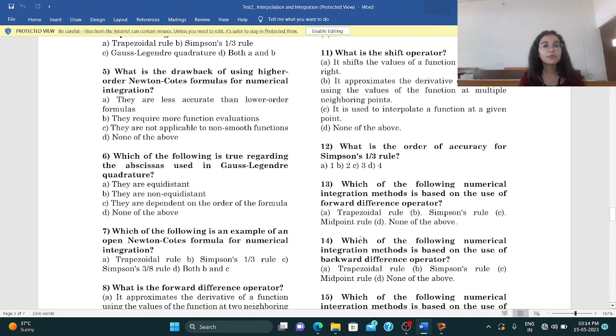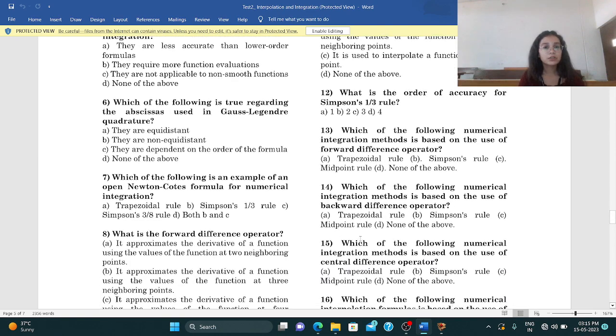Question 5. What is the drawback of using higher order Newton's Cotes formula for numerical integration? Option A. They are less accurate than lower order formulas. Option B. They require more function evaluations. Option C. They are not applicable to non-smooth functions. Option D. None of them. And the correct option is they require more function evaluations.